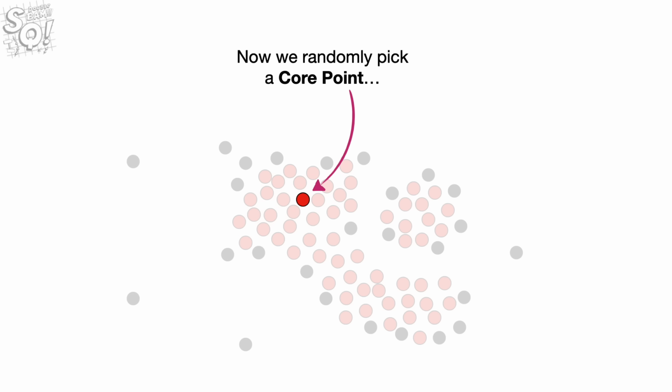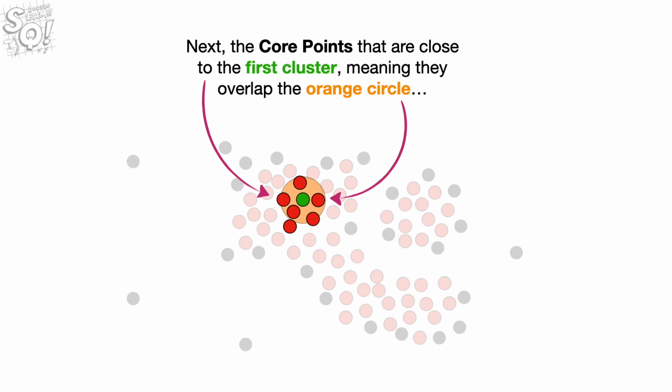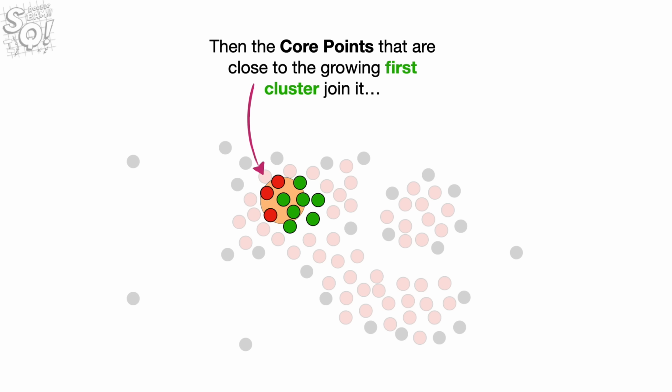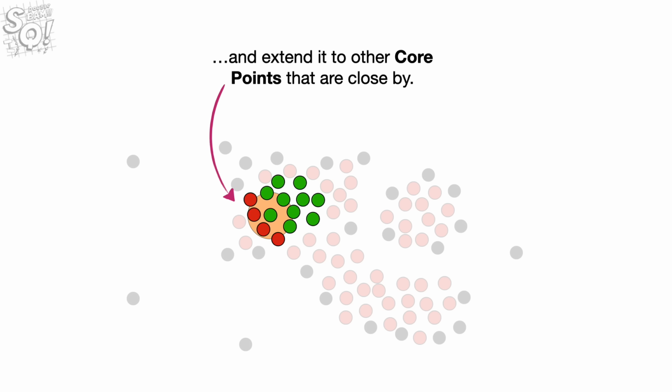Now we randomly pick a core point and assign it to the first cluster. Next, the core points that are close to the first cluster, meaning they overlap the orange circle, are all added to the first cluster. Then, the core points that are close to the growing first cluster join it and extend it to other core points that are close by.